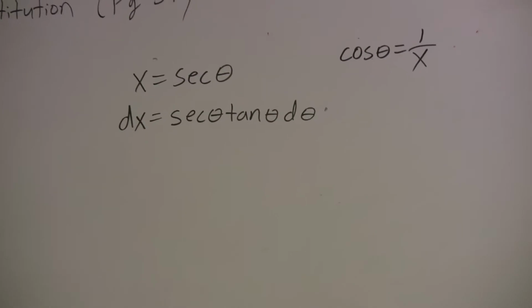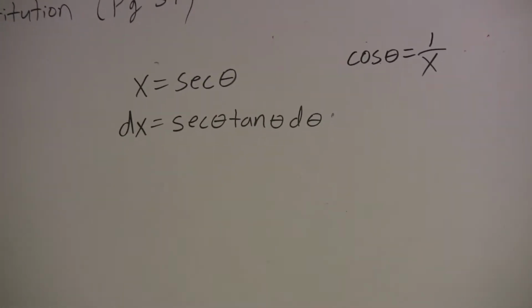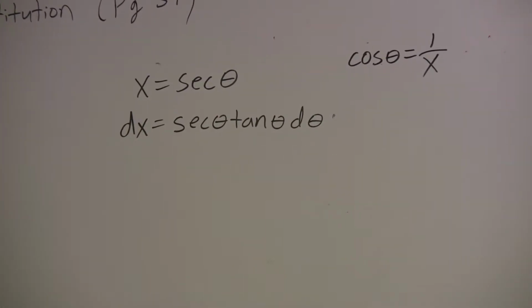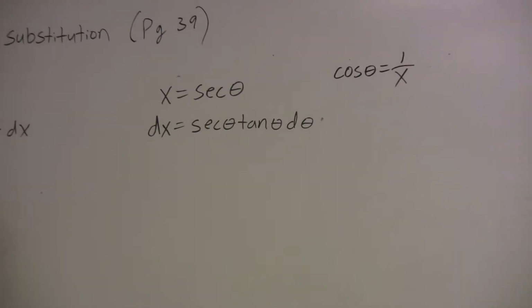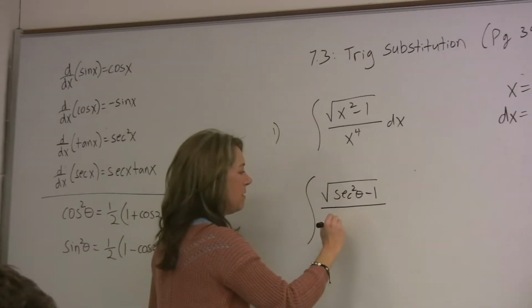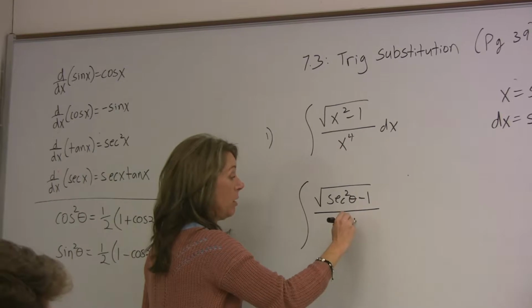Okay, so let's plug everything in carefully. This up here is the square root of secant squared theta minus 1. Down here I have secant to the 4th theta.